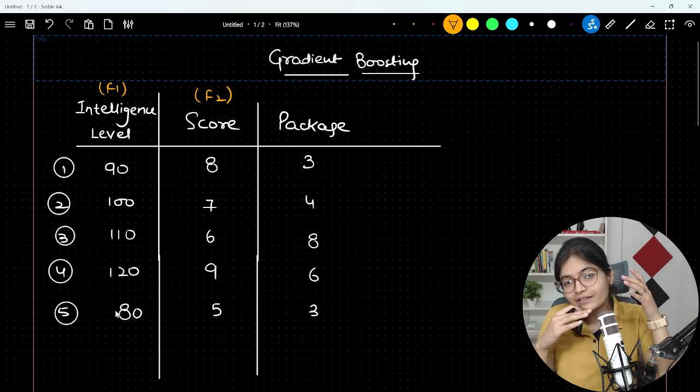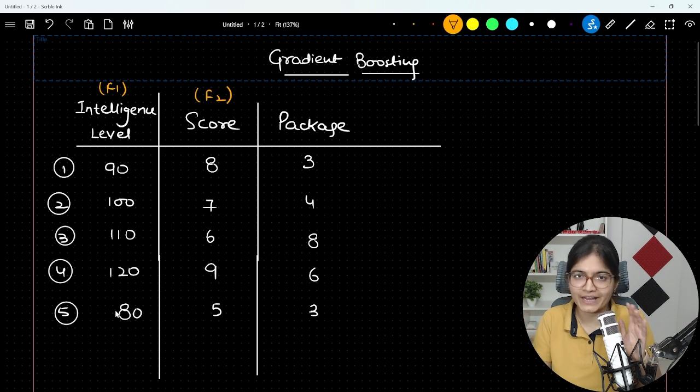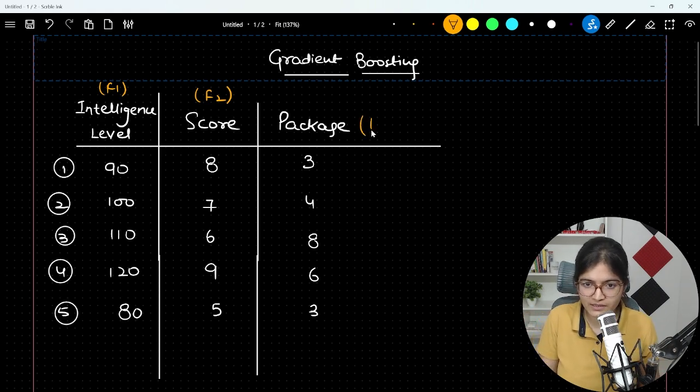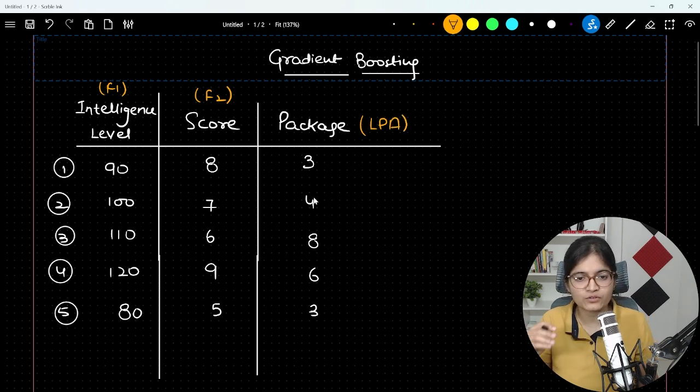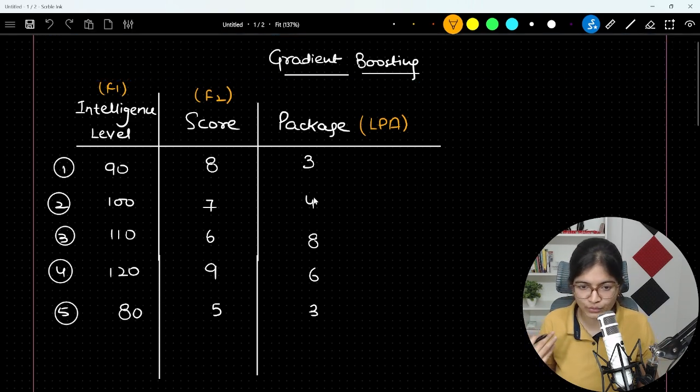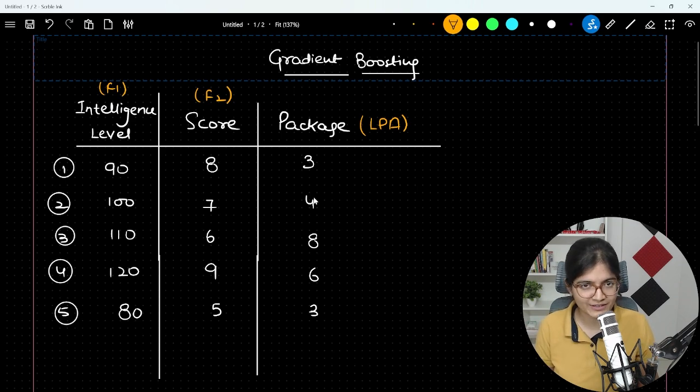Now depending upon their intelligence level plus the score of their work, they have a package. This is in lakh per annum. Let's suppose the first employee has a package of 3 LPA, the second has 4 LPA, the third has 8, the fourth has 6, and the last one has 3.